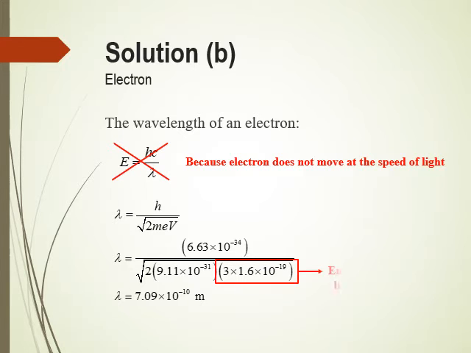So once again, for eV, I substitute it as 3 times 1.6 times 10 to the power of negative 19, because the kinetic energy must be in joule when it comes to the substitution.